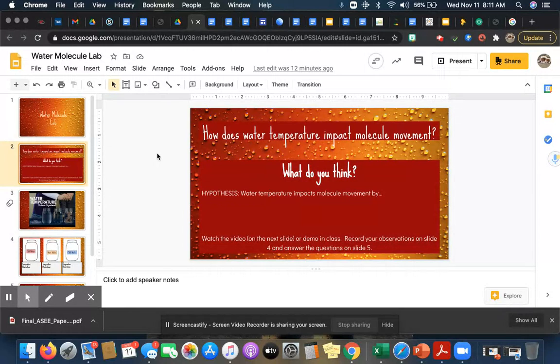We learned about conduction, which is the transfer of energy through direct contact. We learned about convection, which is the transfer of energy through gas or liquids, and radiation, which is the transfer of energy through electromagnetic waves. Radiation can travel through empty space. So our question that we're going to be answering with this lab is, how does water temperature impact molecule movement?